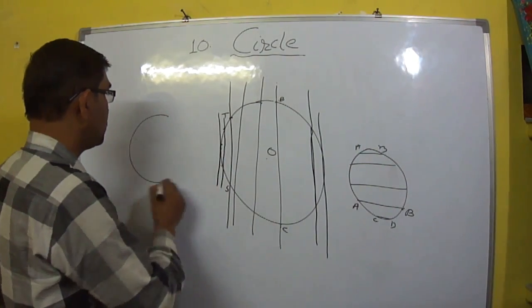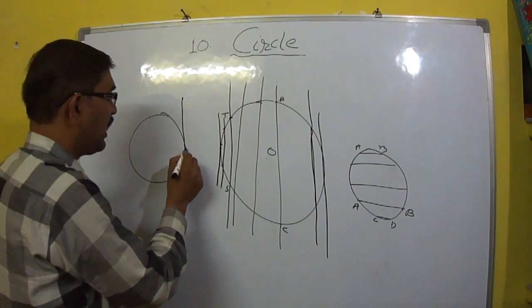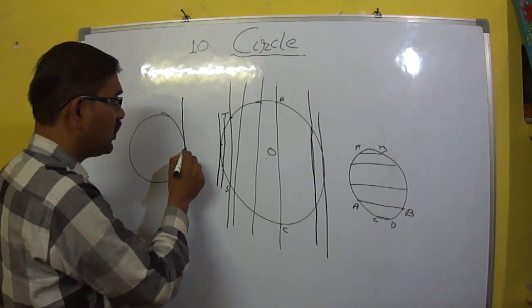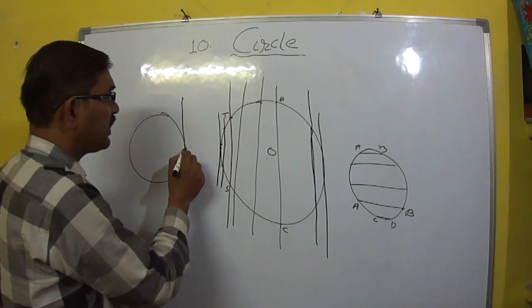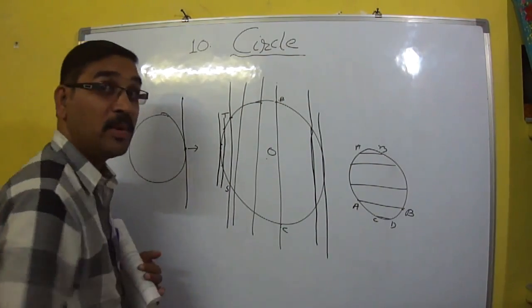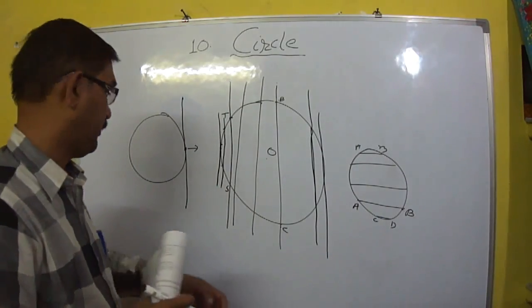Suppose this is a circle and this is a tangent. The common point of this circle and tangent. Why? Because tangent touches only one point of a circle. Circle का भी एक point वही common रहेगा जो tangent का point रहेगा. So this is a common point of tangent. This is called point of contact.